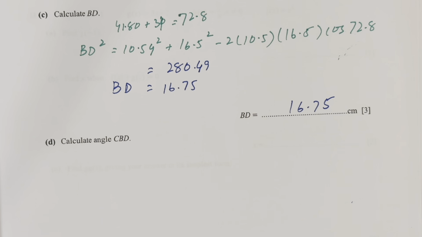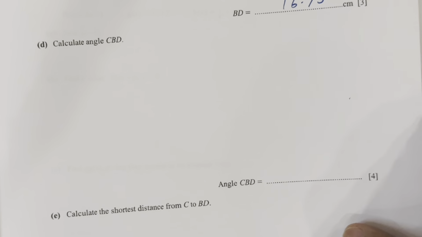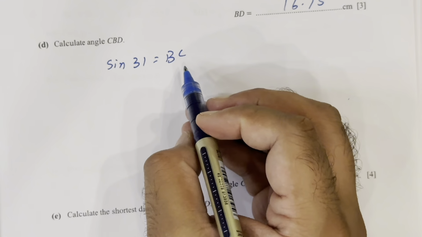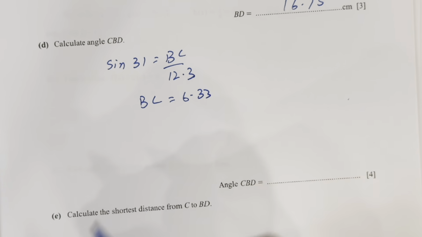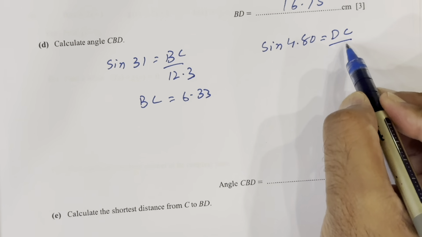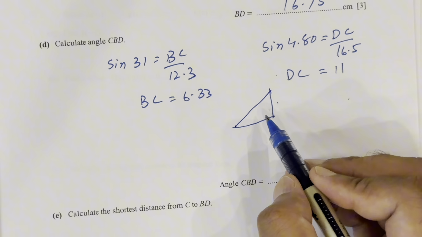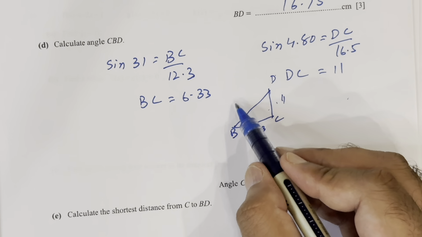Okay. Now for the D part, calculate angle CBD. You can see from the figure, sine 31 is equal to BC over 12.3. We get the value BC is equal to 6.33. Now for sine 41.80, we get the value DC over 16.5. DC would be 11. The figure would be like that: C, D, B with 11, 6.33 and 16.75.